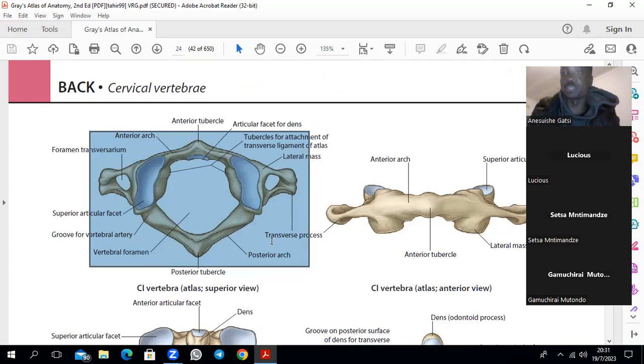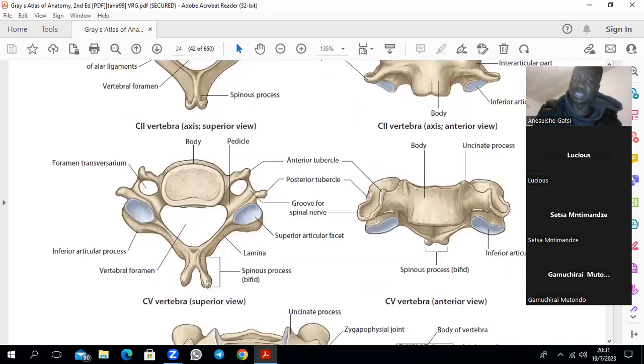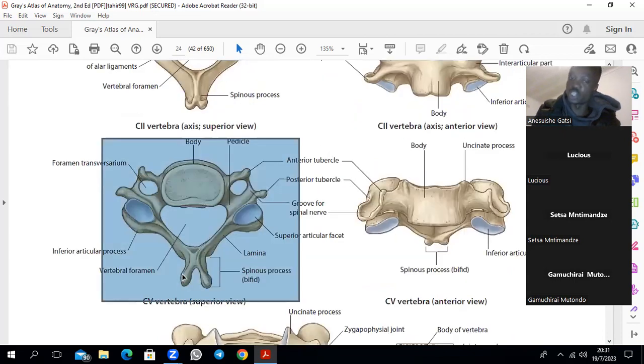The spinous process of C7 is long compared to this, where I said a typical cervical vertebra should have a short spinous process. That for C7 is long, and it is not bifid. Because remember I said a typical cervical vertebra should have a short bifid spinous process. That for C7 is not going to be bifid, and it's long.